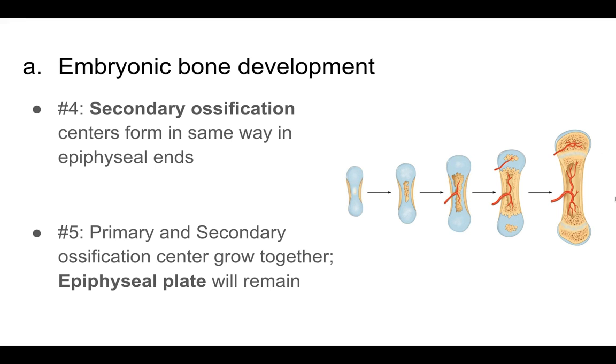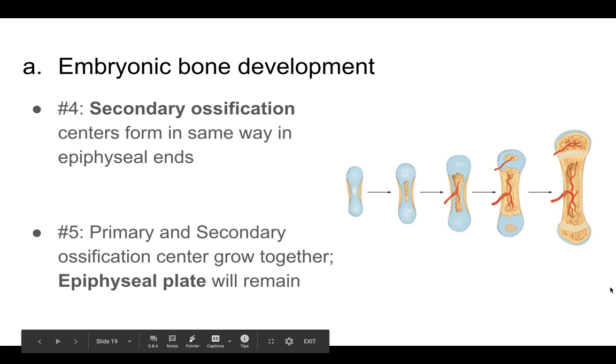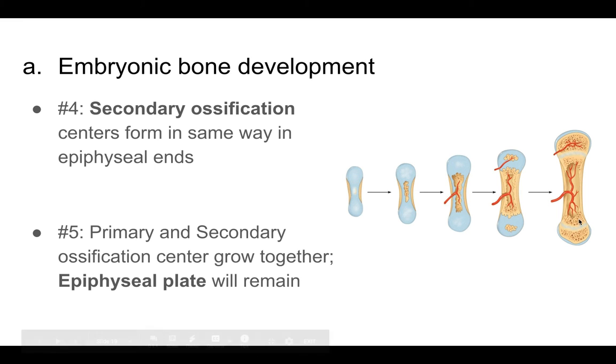And our last stage right here is the idea that our primary ossification center in the middle of the bone and our 2 secondary ossification centers on the ends, blast cells will continue to lay down new bone matrix, and they will sort of grow together. And that process still is happening even when you are born and as you mature, even towards puberty.